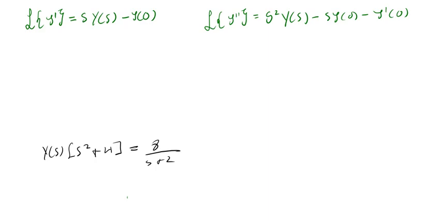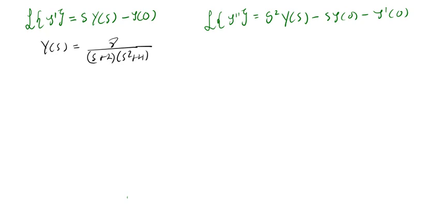Then we can just make y of s the subject of the formula. Y of s will be equal to 8 divided by s plus 2 times s squared plus 4, like that. Okay, so it's now just a matter of finding the inverse of that. So we have 8 over s plus 2, then s squared plus 4, which is a quadratic.